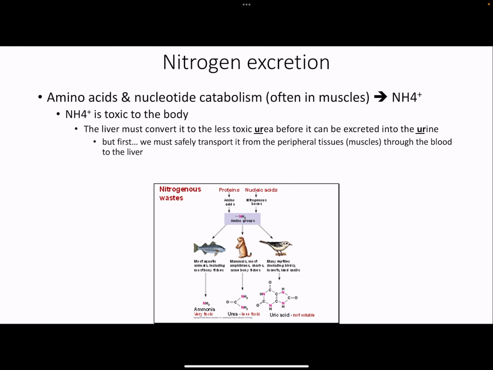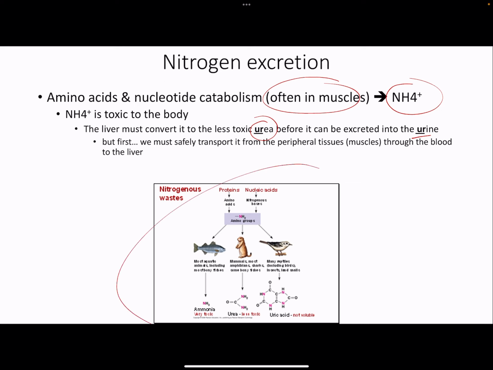We have to excrete it. Anytime we need to do some weird metabolic thing, it's going to go to the liver, right? In the muscles, we might be breaking down a bunch of proteins and a bunch of amino acids. We have a lot of ammonium. Ammonium's toxic, like we said, so we need to get it to the liver so we can do the urea cycle and we can excrete it in the urine, right? Urea, urine. And the question is, how do we get it there?